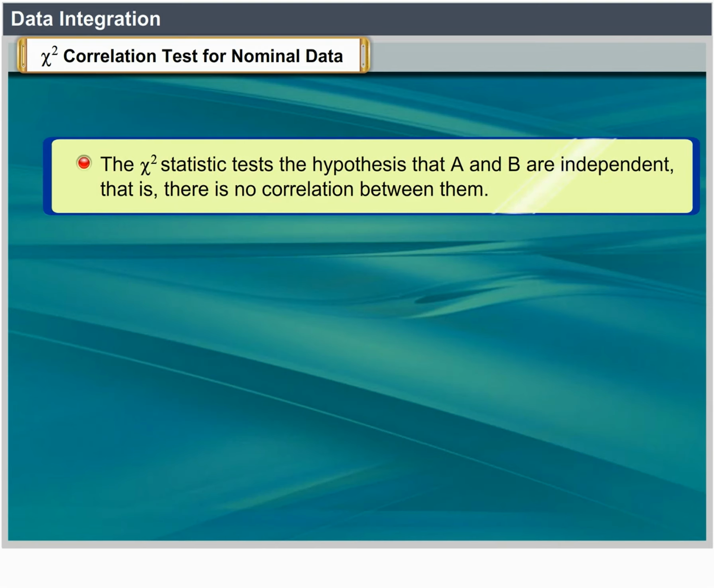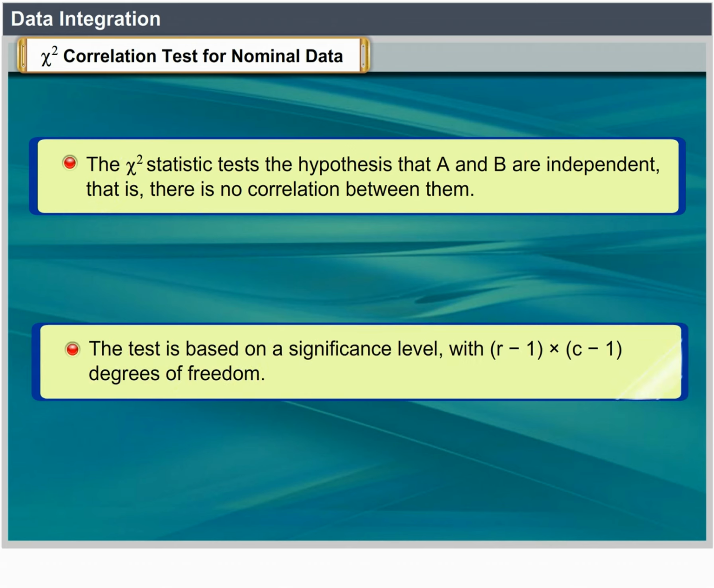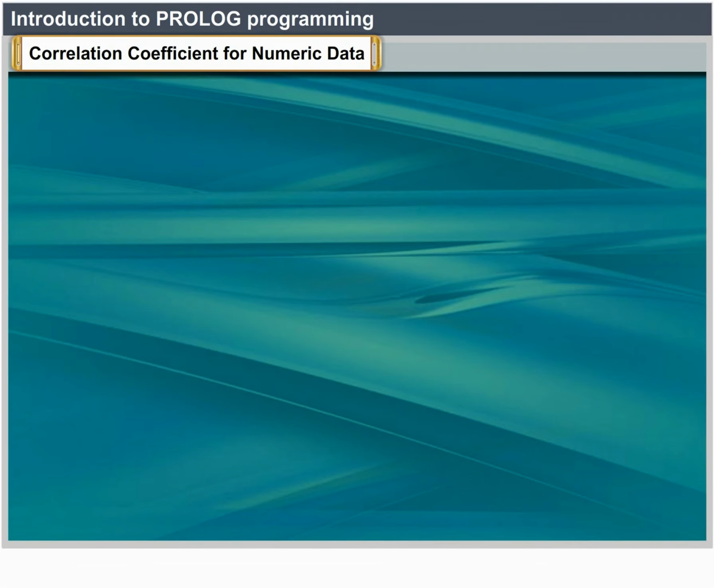The chi-square statistic tests the hypothesis that A and B are independent, that is, there is no correlation between them. The test is based on a significance level with (r minus 1) times (c minus 1) degrees of freedom. Correlation coefficient for numeric data.